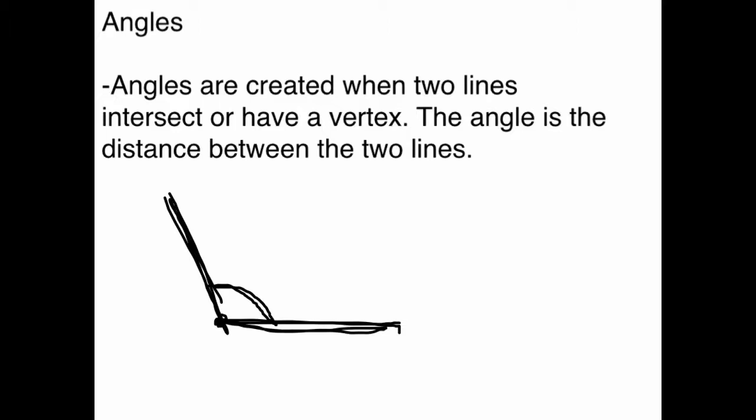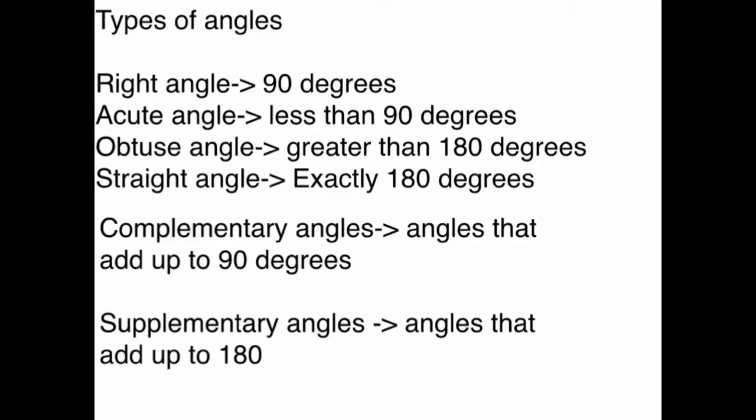Let's look at specific types of angles. Alright, some of these should be review. A right angle is 90 degrees. Always remember the loser sign. An acute angle is less than 90 degrees. An obtuse angle is greater than 90 degrees. And a straight angle is exactly 180 degrees. So this line I just drew, that's a straight angle.